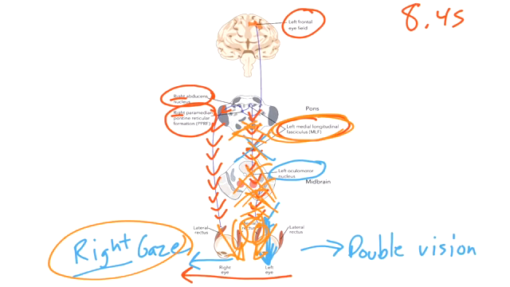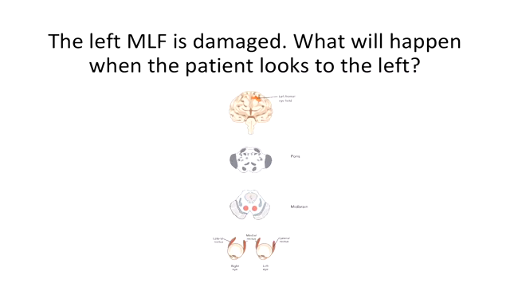Let's do some questions to apply this. So let's say the left medial longitudinal fasciculus is damaged. What will happen to the patient when they look to the left? So when we look at this diagram, we know that if the left medial longitudinal fasciculus, going from here to here, if that's broken, then the cranial nerve 3 will never be stimulated, meaning that the medial rectus muscle on the left side will not be stimulated.